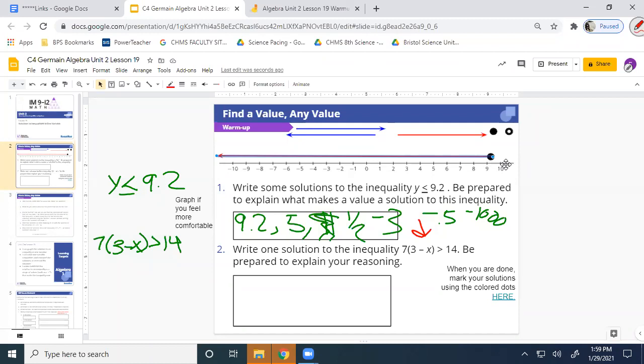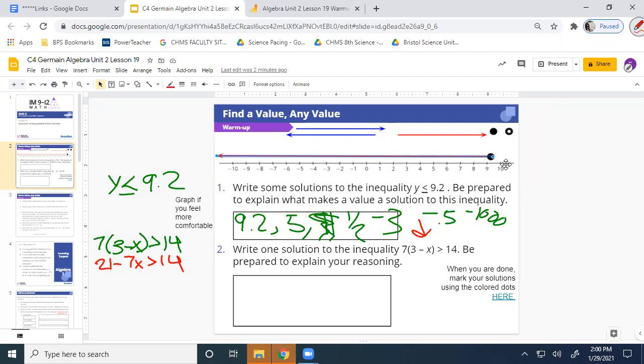So, if I want to figure out some x values here, it's just like I would solve an equation. What could I do to each side to get that x by itself? Melina? Distribute. I could distribute. Good. I could say 21 minus 7x is greater than 14. Okay? So then what would be my next move to get that x by itself?